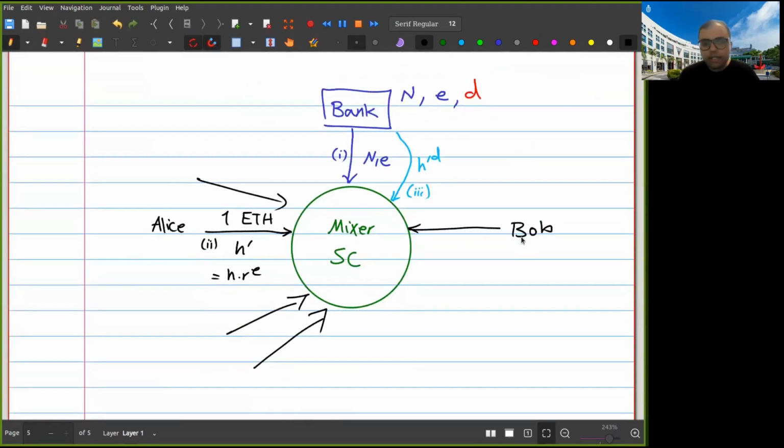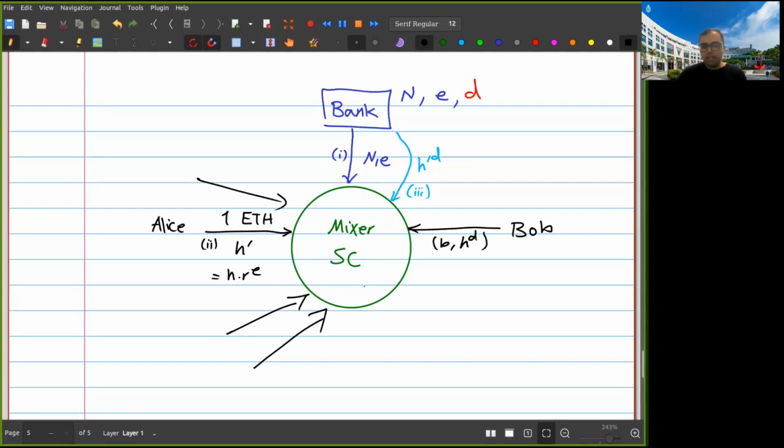Now, in this case, since I want to use it as a mixer, Bob is actually Alice. So Bob is just another account of Alice, right? But there is no way to know it on the blockchain. On the blockchain, they have different public keys. They're different accounts. So even though Bob and Alice are now the same person, there is no way to know that. So Bob is just going to give the banknote and the signature on it, H to the power of D, to the mixer.